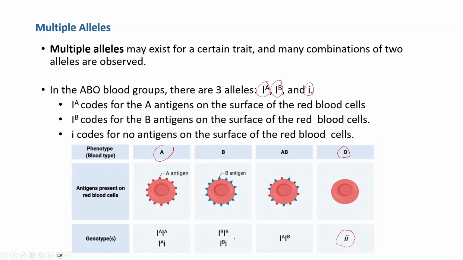So IA and IB, and notice the I is capitalized, they're dominant, but they're codominant. So that explains groups A, B, and AB. The little i is recessive. And when you have the homozygous recessive, you don't have any antigens expressed, so you have group O. Blood types are going to be a combination of multiple alleles and codominance. Multiple alleles explains O, codominance explains group AB.